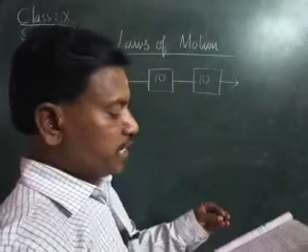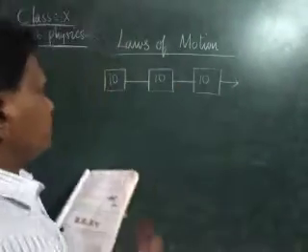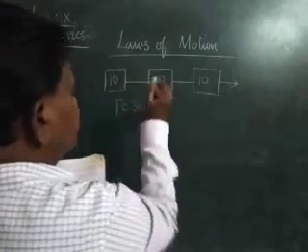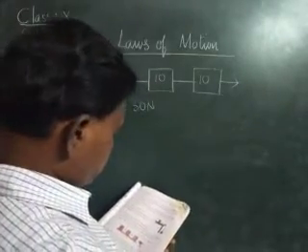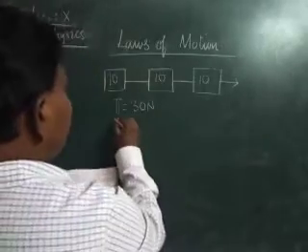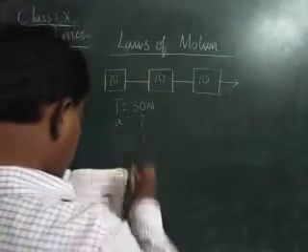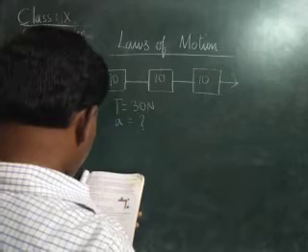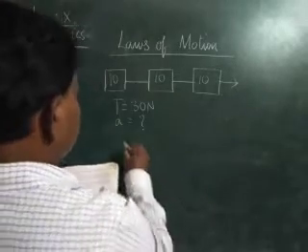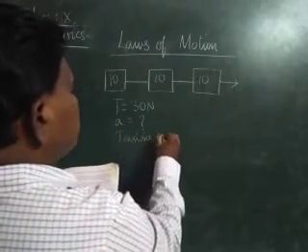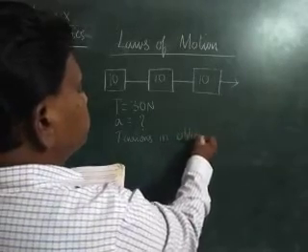If the tension in the rope is 30 Newton, what is the acceleration of each block? And what are the tensions in the other ropes?